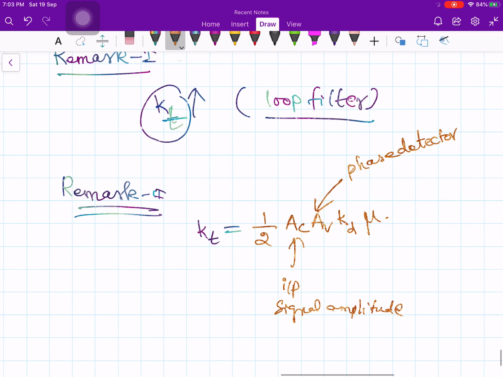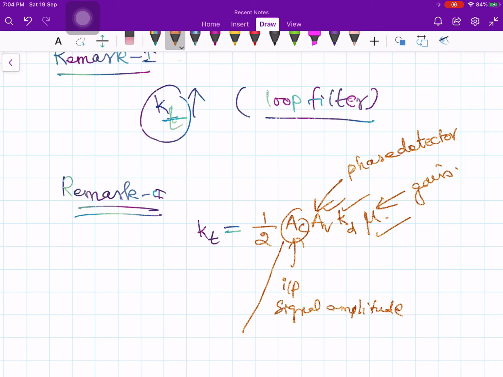So what is mu? Mu is the gain that you have incorporated in the phase locked loop. These three constants AV, Kd and mu are associated with the loop. But what about AC? This AC is the input signal amplitude, and this input amplitude is associated with the input signal.